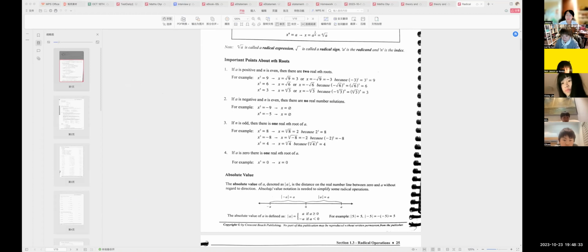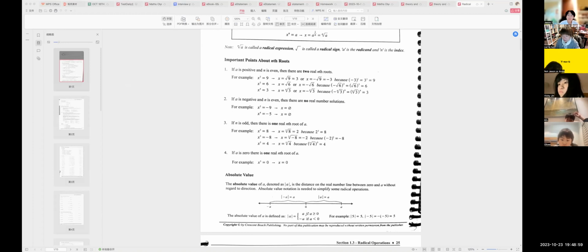The absolute value of a, denoted |a|, is the distance on the real number line between 0 and a without regard to direction. So -a to 0 is the same distance as a to 0. Correct, Roland? That's why |-a| equals |a|, because no direction is being calculated here. Absolute value notation is needed to simplify some radical operations.